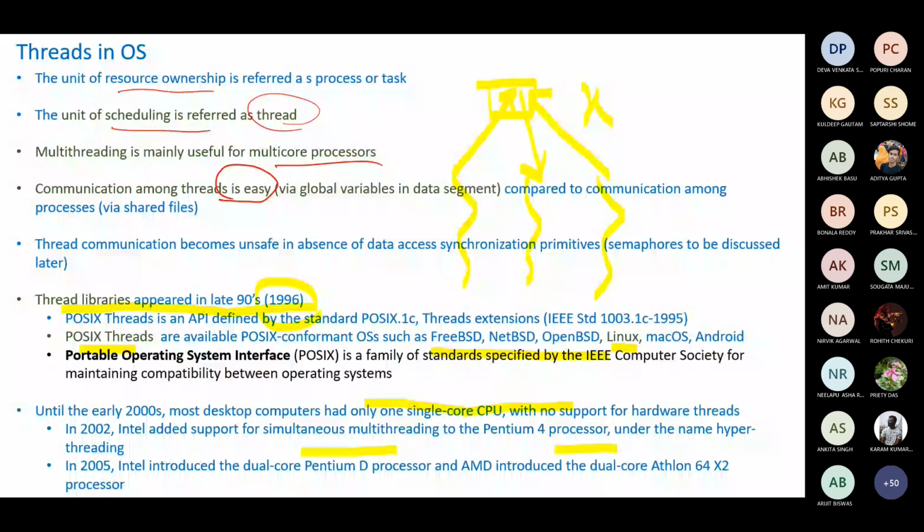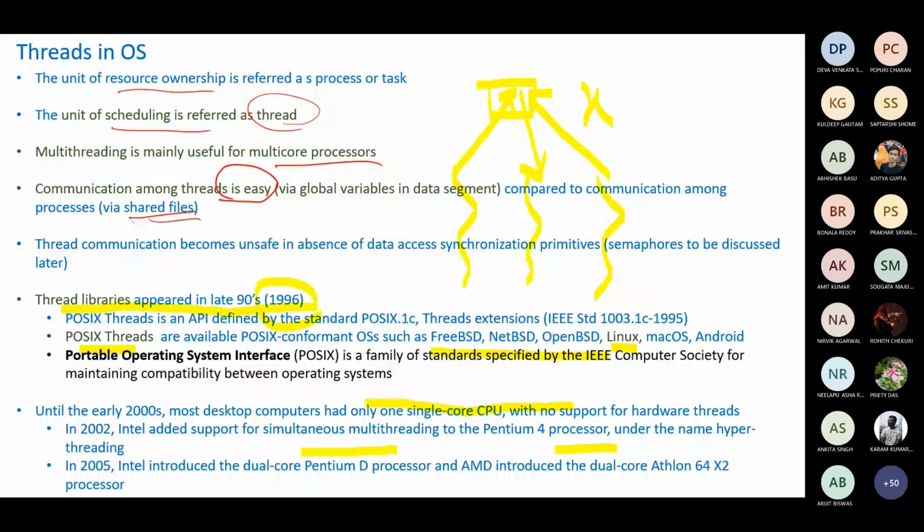So, got this point? Why is it easy? Earlier, when we considered communication among processes, how do processes communicate? One is signals, another is using shared files or shared memory. By default no memory is shared among two processes. If I would like to do so, I have to create a memory segment which is tagged as shared among multiple processes, right?